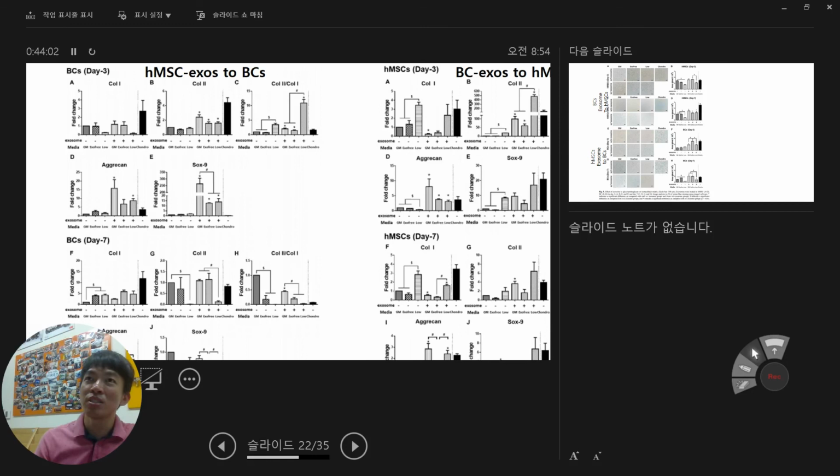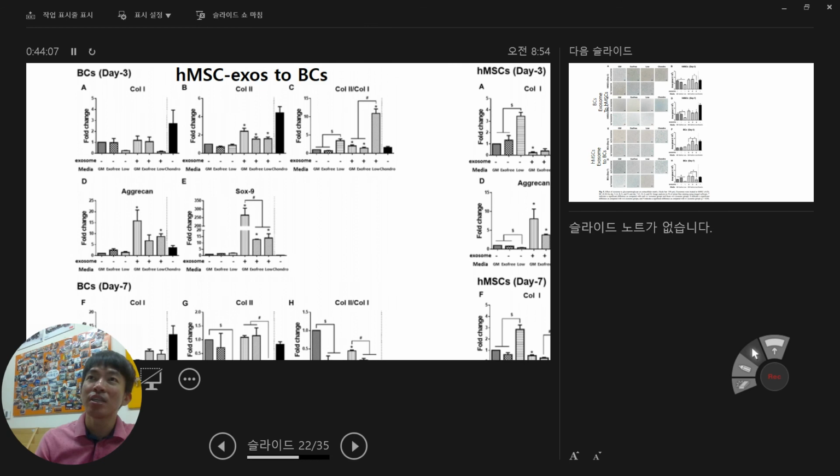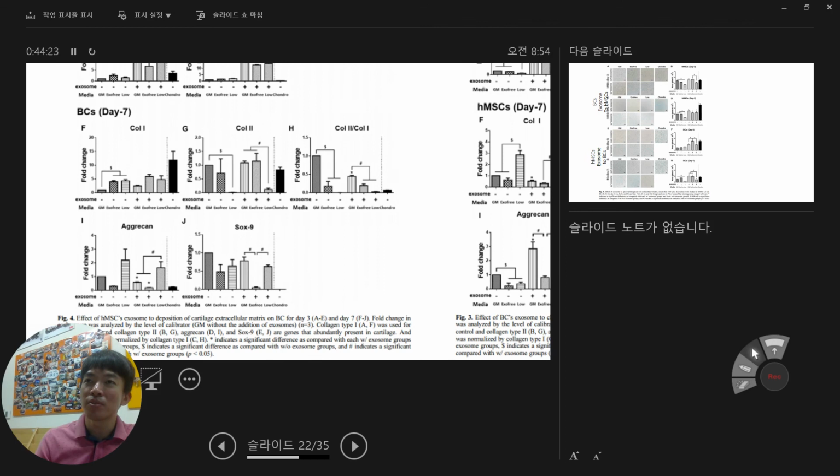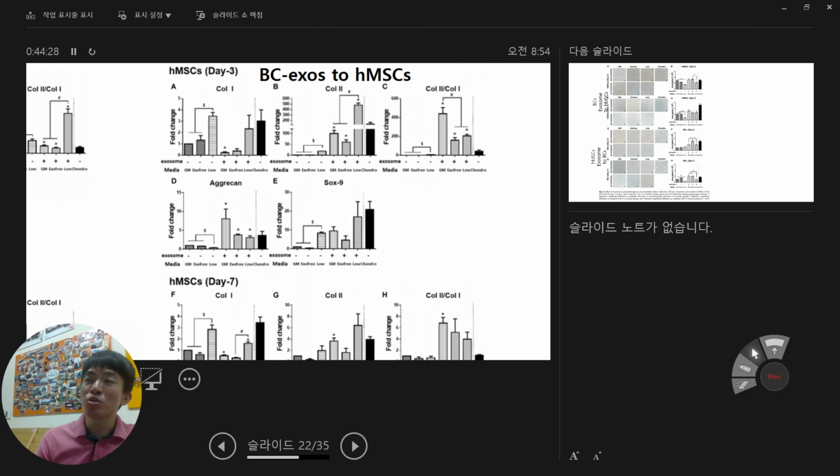So with human MSC exosome to bovine chondrocyte, they increase under this exosome treated condition. Collagen 2 is increased, but not collagen 1. The collagen 2 ratio is increased, and aggrecan and SOX9 are increased. And day 7 is the same, an increase with the exosome group. But when they also applied bovine chondrocyte exosome to human MSC, collagen 1 showed not much change. But collagen 2 is super increased in exosome groups. And then the 2 to 1 ratio is increased. Aggrecan and SOX9 are also increased. And day 7 is similar.